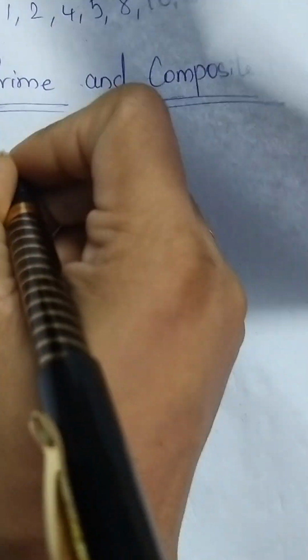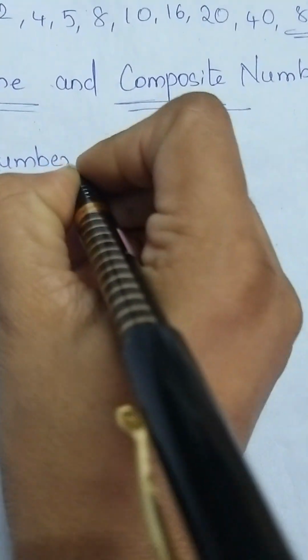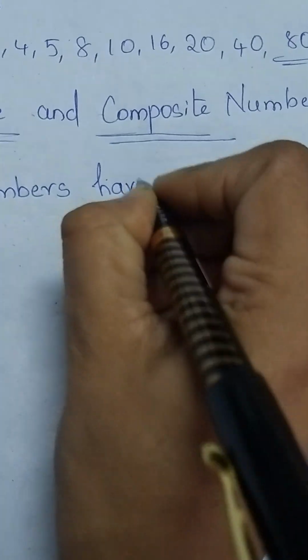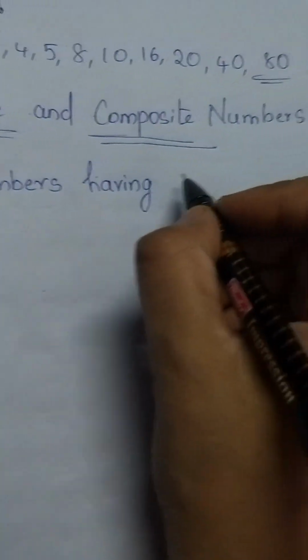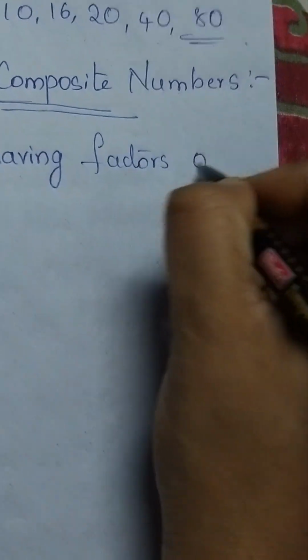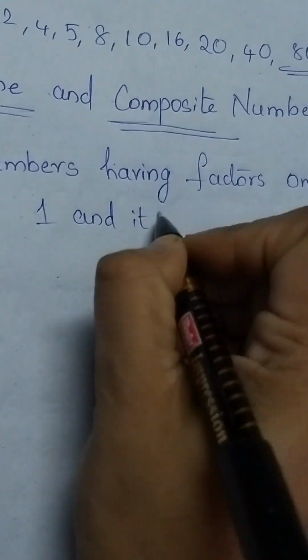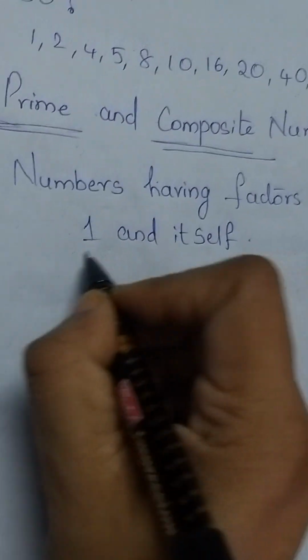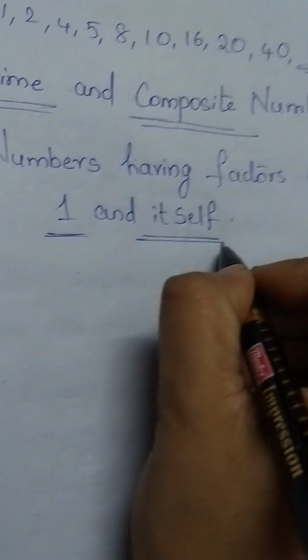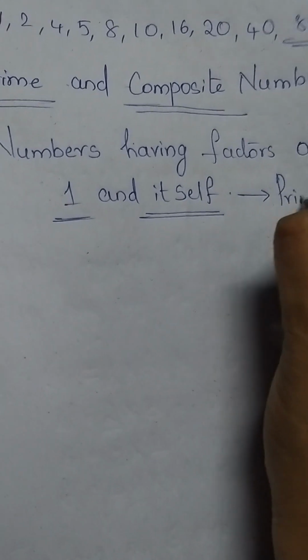Let us see what prime numbers are. Children, you have to remember this pointer. Numbers having only 1 and itself as factors are called prime numbers.